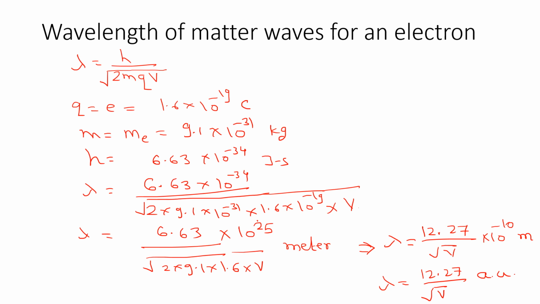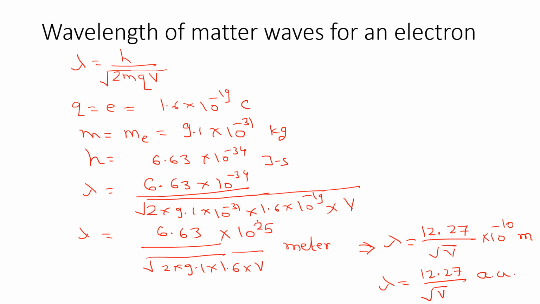If an electron has been accelerated through V volts, then de Broglie says that the electron is not just a particle, it has a wave associated with it, and this wave is called a matter wave. So using the formula which we derived, we calculated the wavelength of matter waves for these electrons. It comes out to be 12.27 divided by root V angstrom units. So this gives us an idea about the wavelength of matter waves for an electron.